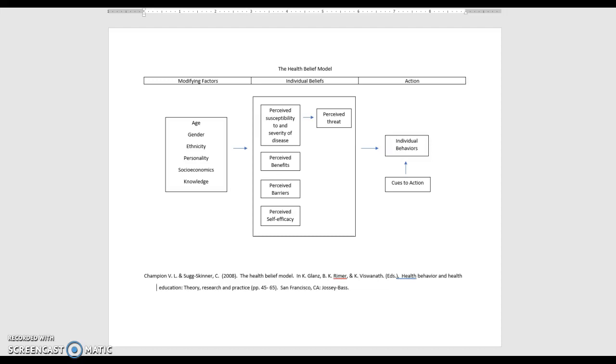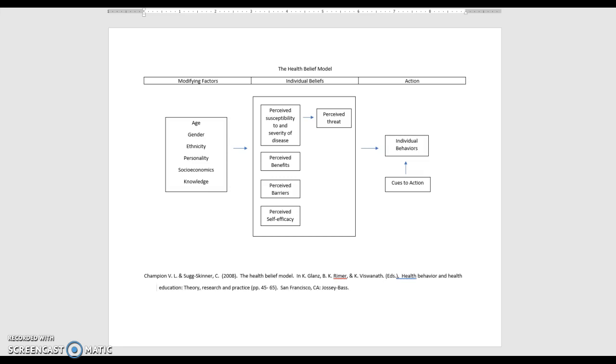Hello, this is Dr. Amy Piontek, and I just wanted to take a few minutes of your time to review with you the health belief model.